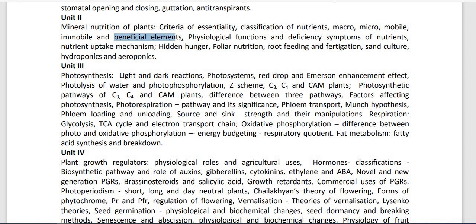Then another one is the beneficial elements, which are not involved in the plant's growth and development, and do not satisfy the criteria of essentiality. There are some elements like silicon and selenium that come under the beneficial elements. So for beneficial elements also, you have to note which elements come under them, and their physiological functions and deficiency symptoms. You have to focus on that area also.